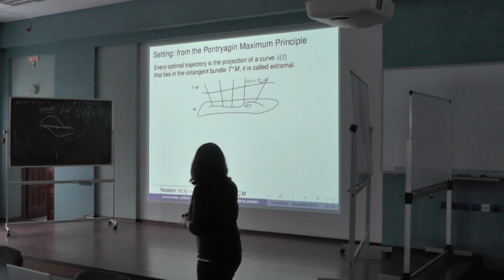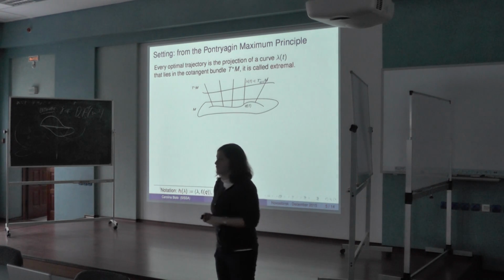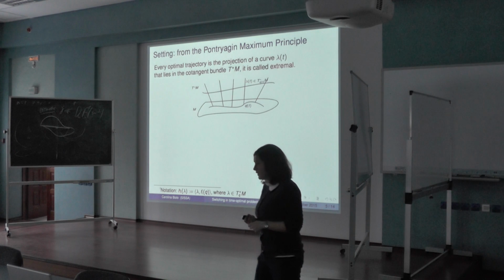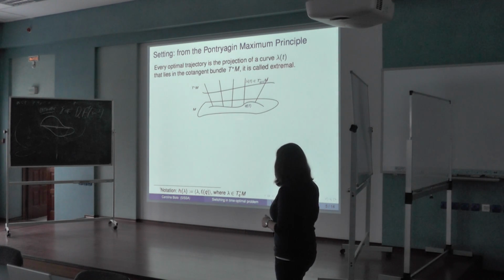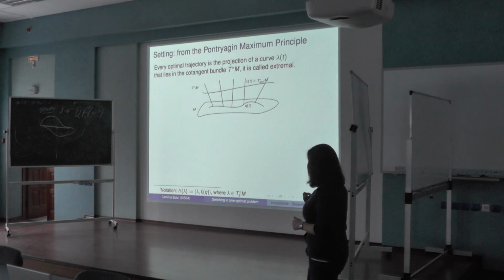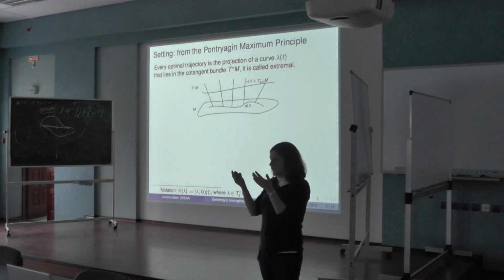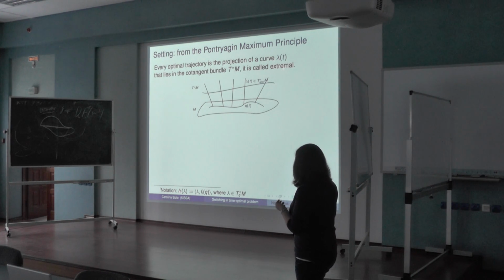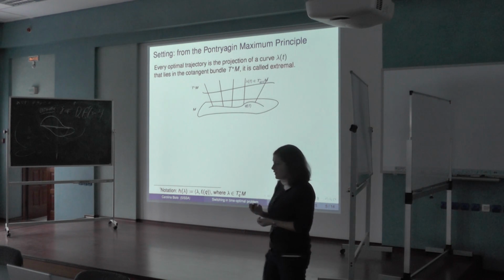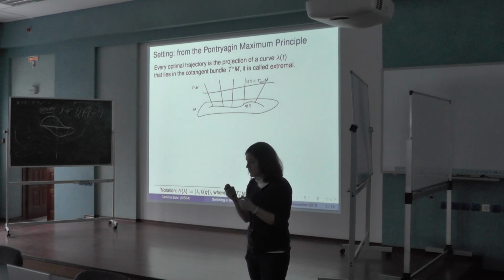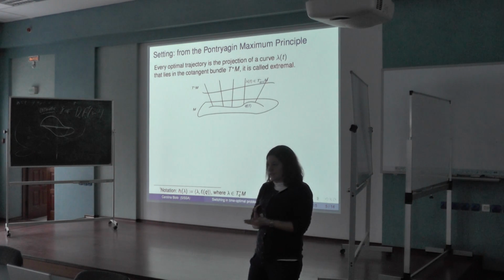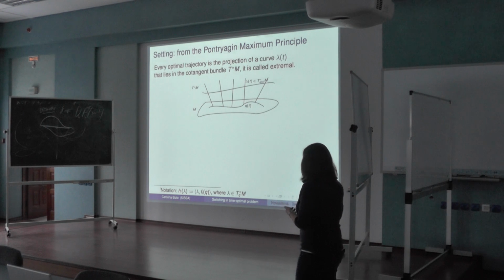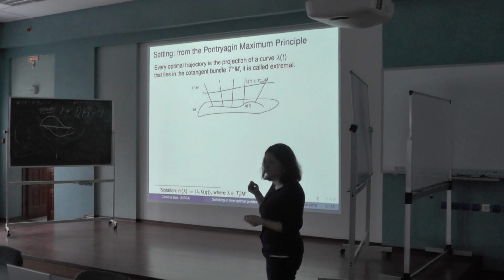From the Pontryagin maximum principle, that is a very important necessary condition of optimality of curves, we know that every optimal curve has an extremal, that is a lift in the cotangent bundle, and we call it extremal, this lambda t. And we know that this extremal satisfies a Hamiltonian system, and I want to show you what happens in this case.